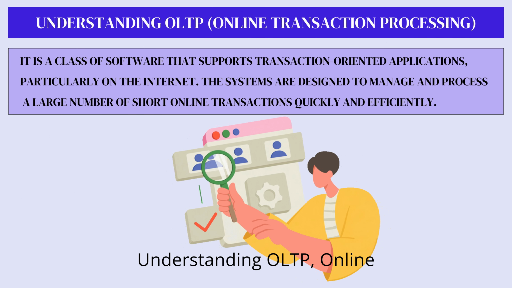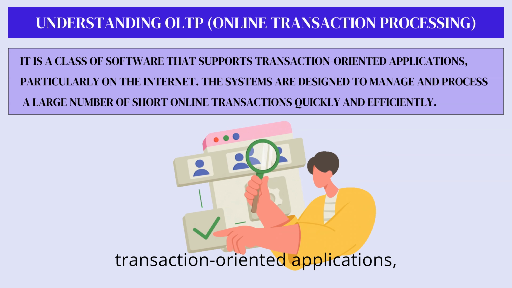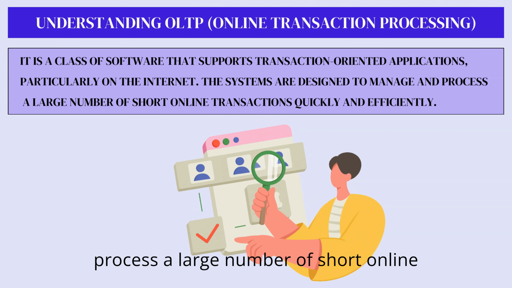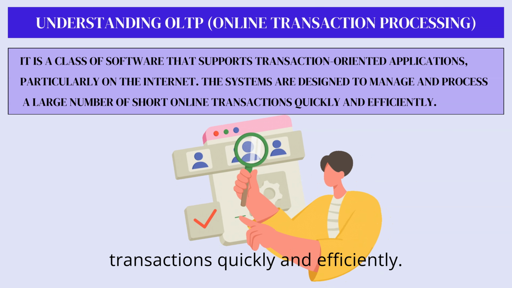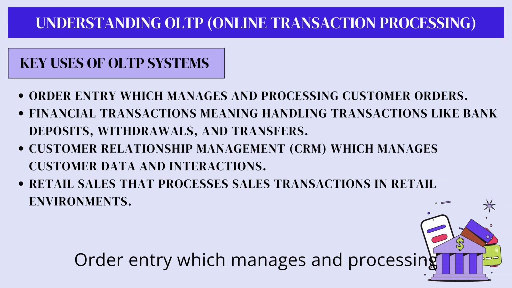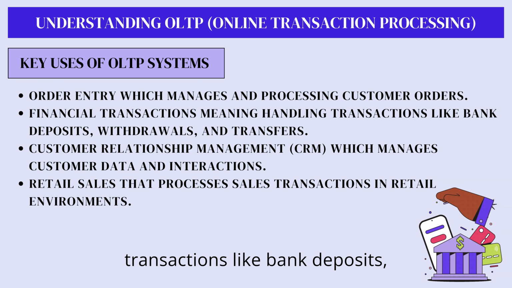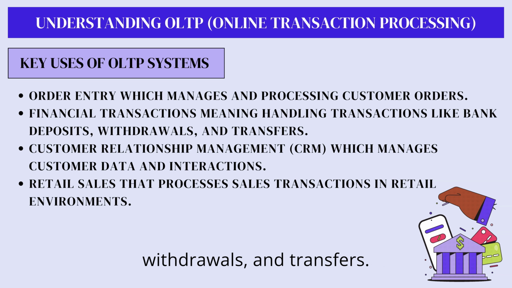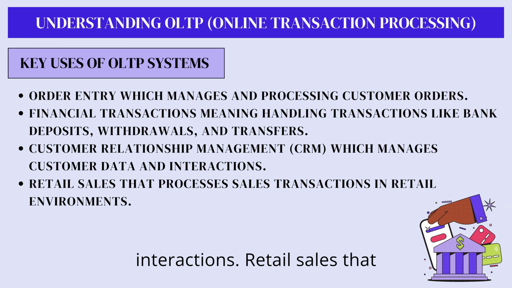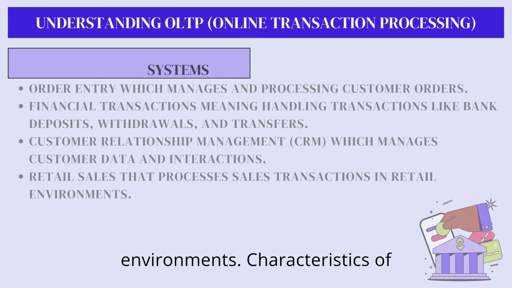Understanding OLTP, Online Transaction Processing. It is a class of software that supports transaction-oriented applications, particularly on the Internet. The systems are designed to manage and process a large number of short online transactions quickly and efficiently. Key uses of OLTP systems. Order entry, which manages and processes customer orders. Financial transactions, meaning handling transactions like bank deposits, withdrawals, and transfers. Customer relationship management, CRM, which manages customer data and interactions. Retail sales, that processes sales transactions in retail environments.